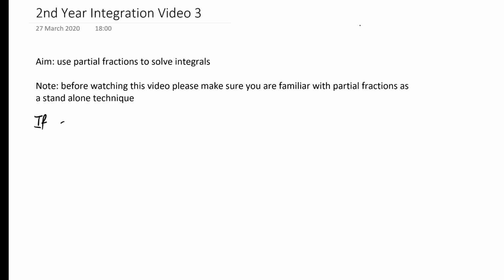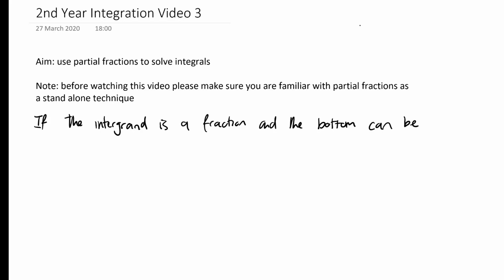So if the integrand is a fraction and the bottom can be factorized, try using partial fractions.